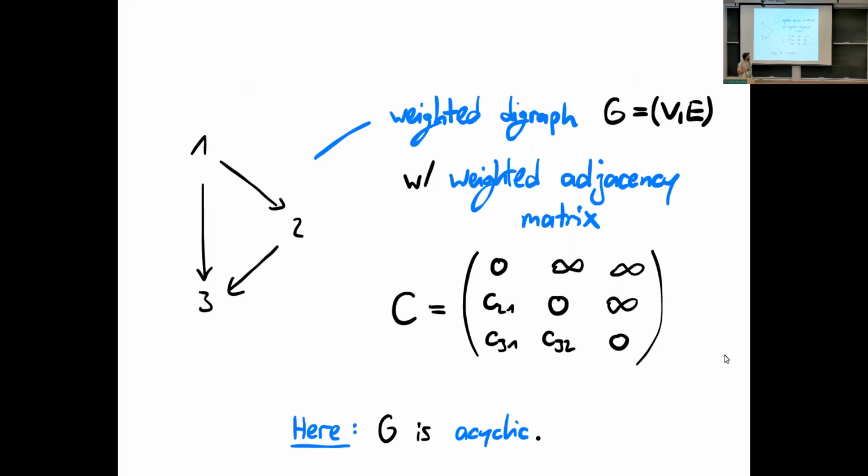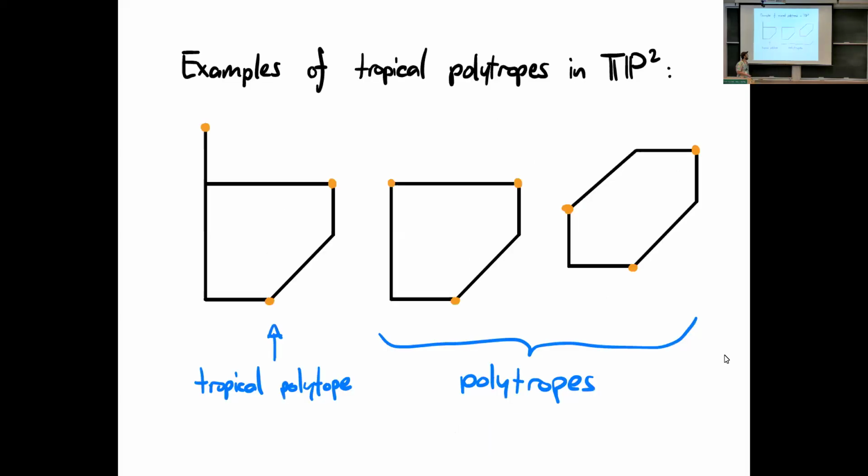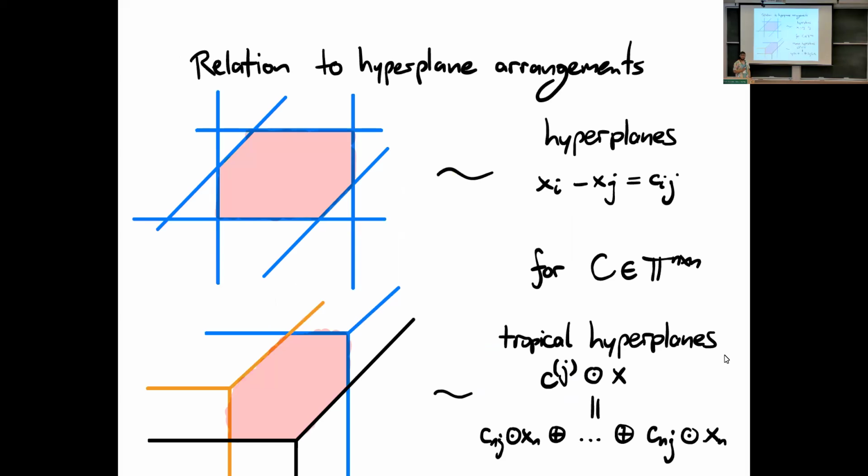And the specific type of tropical polytopes, or polytropes, that I want to look at come from weighted graphs. So I have an adjacency matrix. And for my specific motivation, I even have acyclic graphs. So this means I have a topological ordering. I can order everything around, so I have these lower triangular matrices. And in particular, I have many infinities up there. Okay.